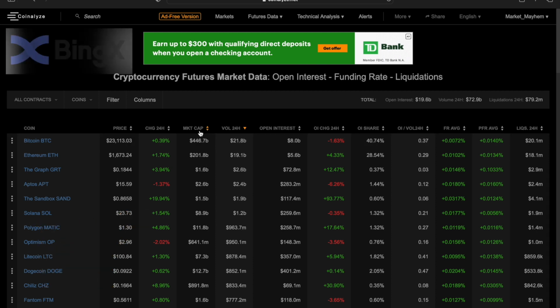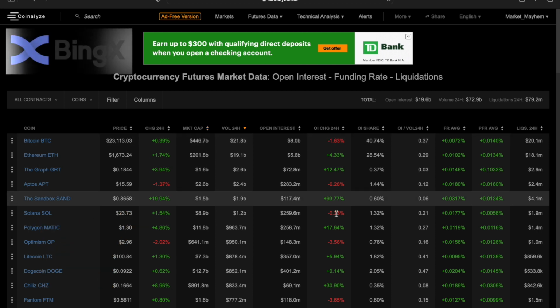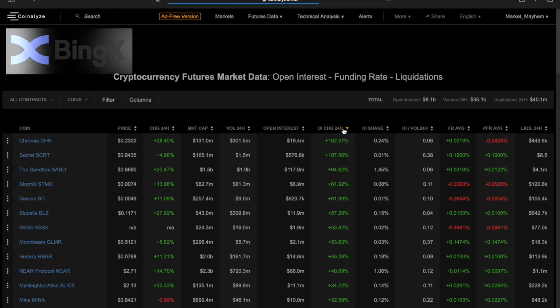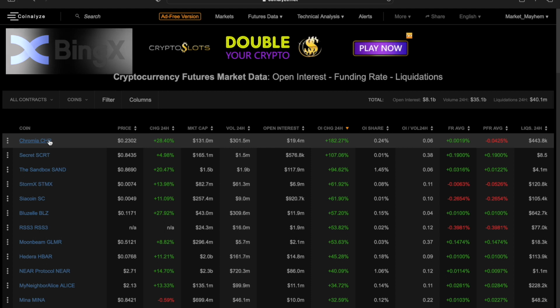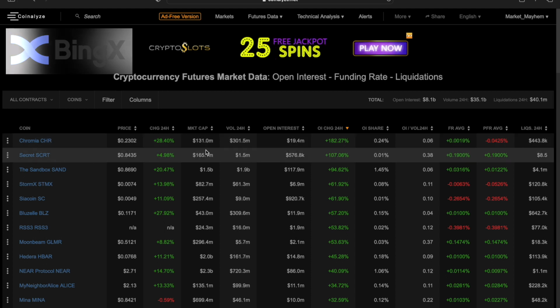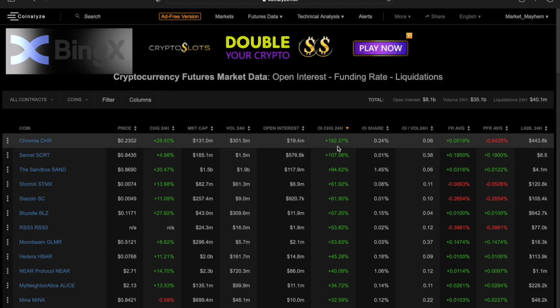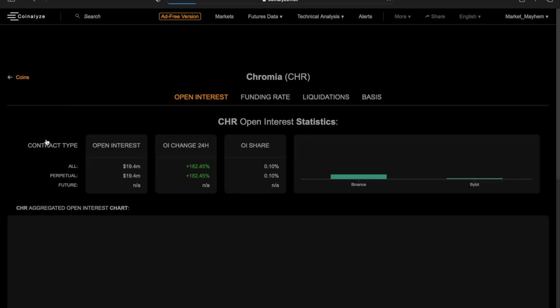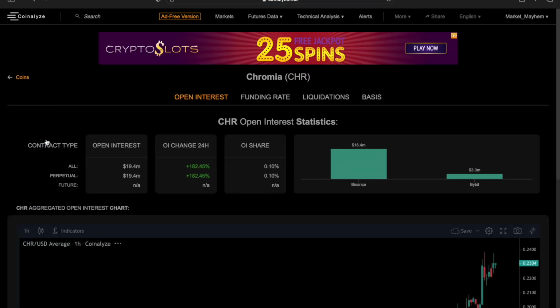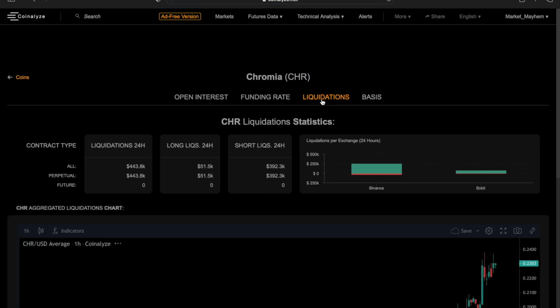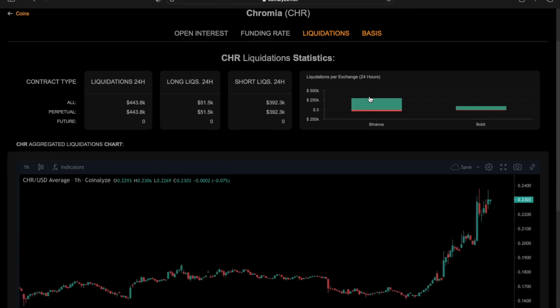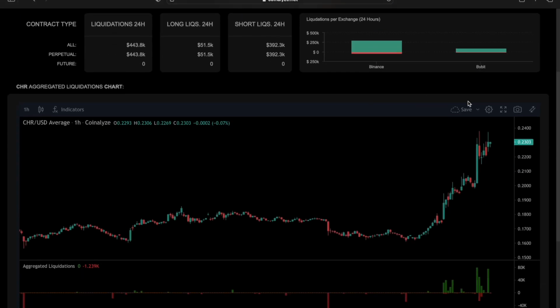You've got volume, market cap, open interest, the change in open interest. You can sort based on these metrics, which is really nice. So CHR, you can see, has a large increase in open interest. And so immediately you want to say, okay, well, what's going on with CHR? Right? You can come in, you can look at liquidations, and you can look at these charts.